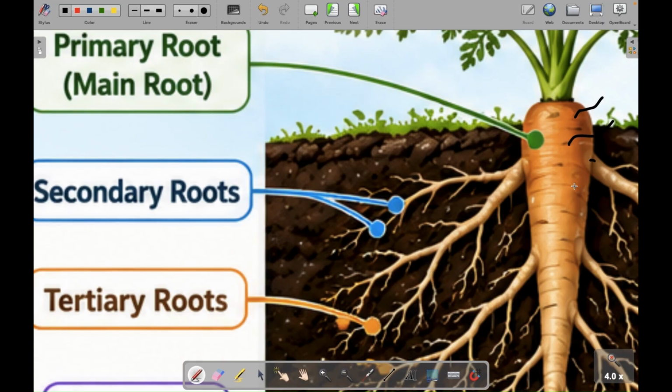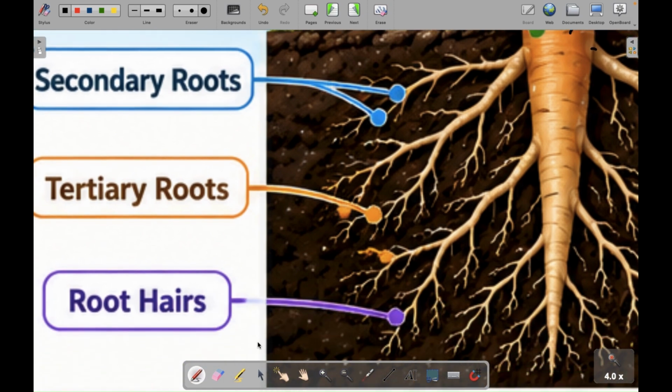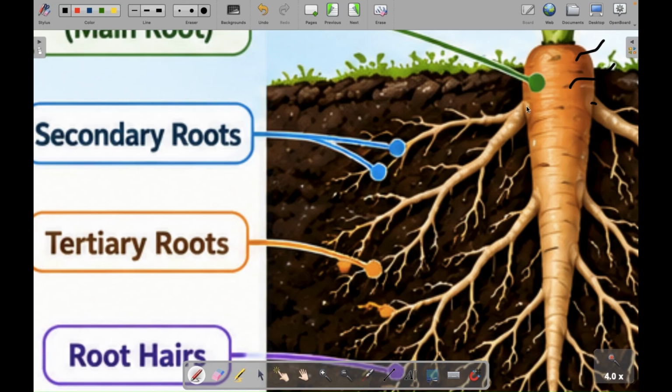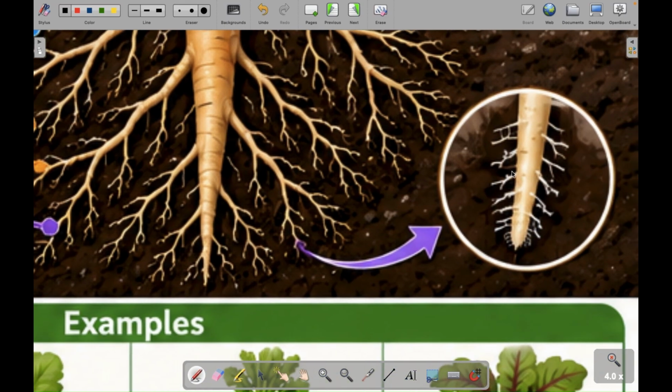So the primary root is the main root, the largest one. Then comes the secondary, which originates from the primary, and then the tertiary, which originates from the secondary. Then you have root hairs. As I mentioned, no matter what type of root it is, the main root will have small projections of root hair, the secondary root will also have them, and the tertiary root will also have them. So it looks like this. And the end of this is known as the tip, which is the end point of that root.